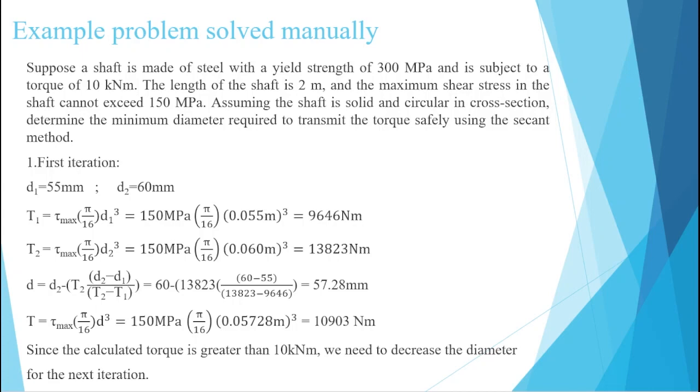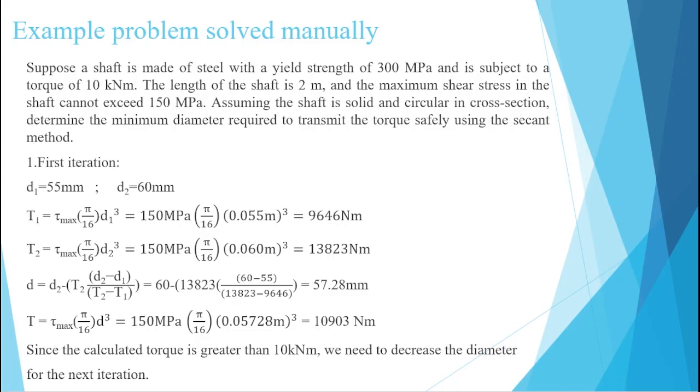When we see iteration 1, we take d1 equals 55 mm and d2 equals 60 mm. We then compute t1 and t2 by using d1 and d2, and then estimate the diameter d equals d2 minus t2 into (d2 minus d1) by (t2 minus t1). So there we can get a d.